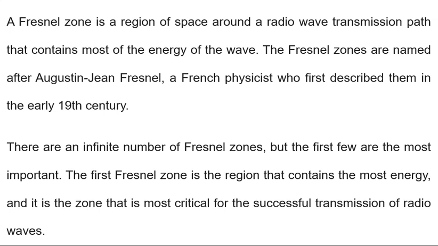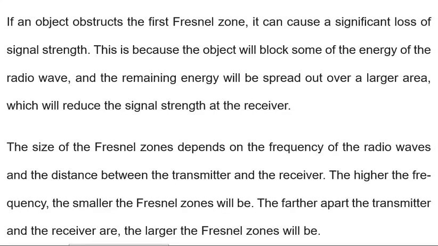The first Fresnel zone is the region that contains the most energy, and it is the zone that is most critical for the successful transmission of radio waves. If an object obstructs the first Fresnel zone, it can cause a significant loss of signal strength. This is because the object will block some of the energy of the radio wave, and the remaining energy will be spread out over a larger area, which will reduce the signal strength at the receiver.